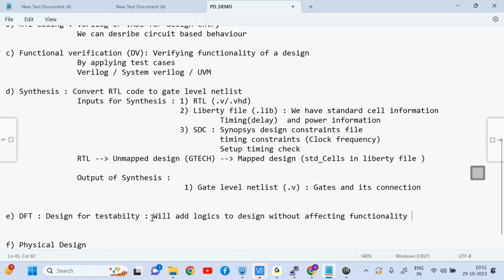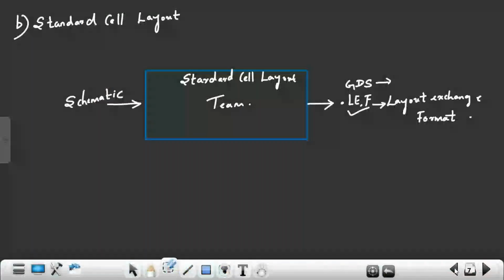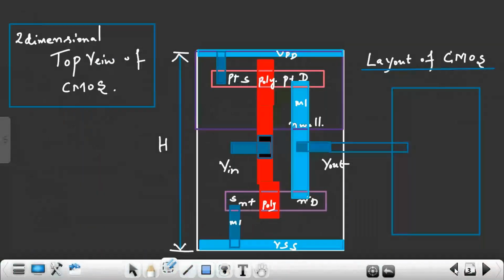Why are they going to add it? Can anyone tell me why they are adding it? Whatever functionality my gate level netlist is implementing, that is not disturbed. Without disturbing this, they'll add additional logic, meaning additional gates, to the design. Why? Because my chip is fabricated. I want to test the chip whether it is fabricated properly or not.